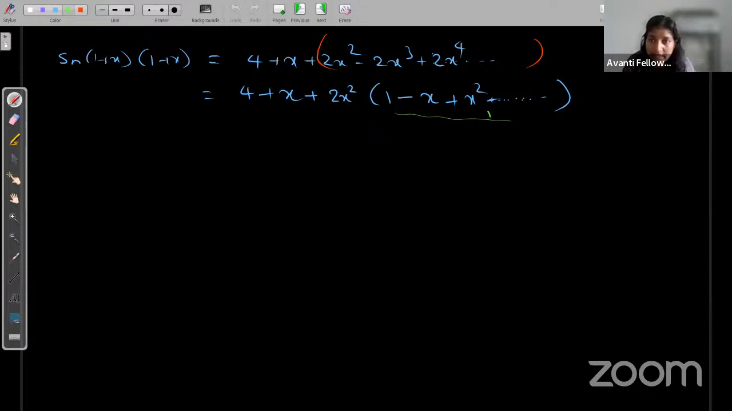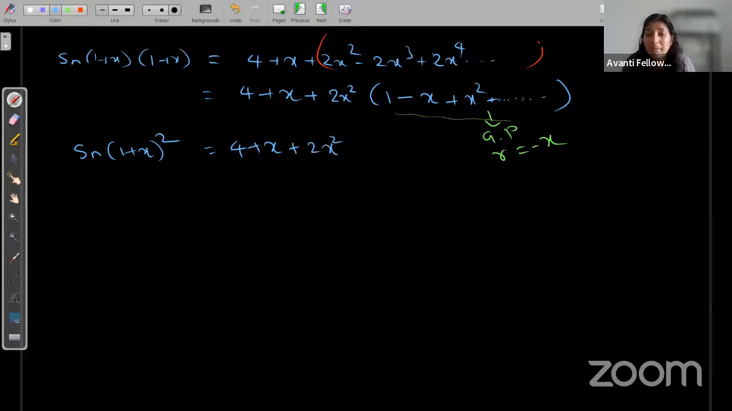It is a GP, right? Correct? GP with the common ratio equal to minus x. Correct? Now, 4 plus x I keep as it is. This is going to be Sn into (1 plus x) whole square. Correct? Plus 2x square. Tell me what is the sum of the infinite terms in a GP?